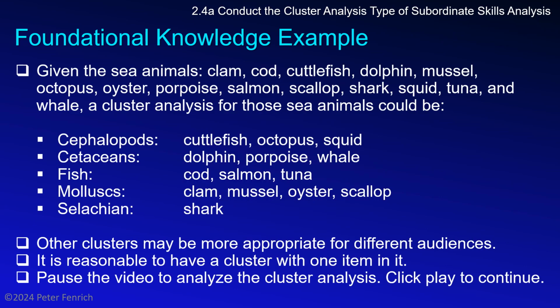Given the sea animals: clam, cod, cuttlefish, dolphin, mussel, octopus, oyster, porpoise, salmon, scallop, shark, squid, tuna, and whale, a cluster analysis for those sea animals could be: cephalopods: cuttlefish, octopus, squid; cetaceans: dolphin, porpoise, whale; fish: cod, salmon, tuna; mollusks: clam, mussel, oyster, scallop; cetacean: shark.